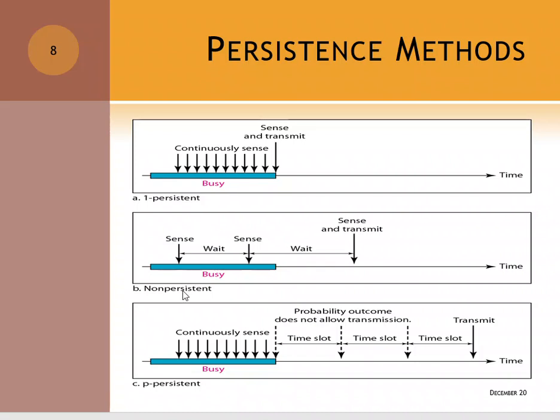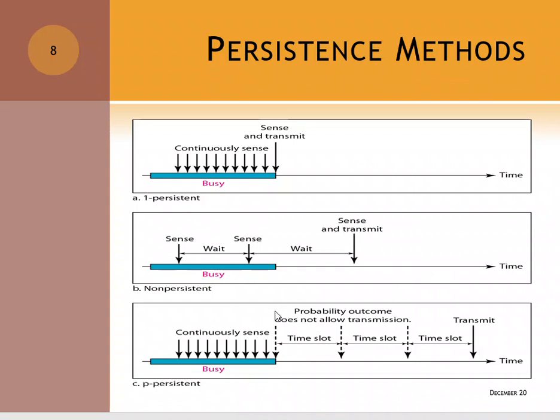Second one is non-persistent. The station with data to be sent, dia akan sense the medium. If the medium is busy, it waits for a random time, then senses again, still busy, waits again for a random time, senses, if idle, transmit. Okay, yang non-persistent ni, contoh macam saya bagi analogi, kita call orang, engage, kita pun tunggu dululah, mungkin dia tengah bercakap, so kita tunggu random time. Lepas tu, kita try lagi call, still tak dapat, kita tunggu lagi dan kita call, dapat akhirnya.